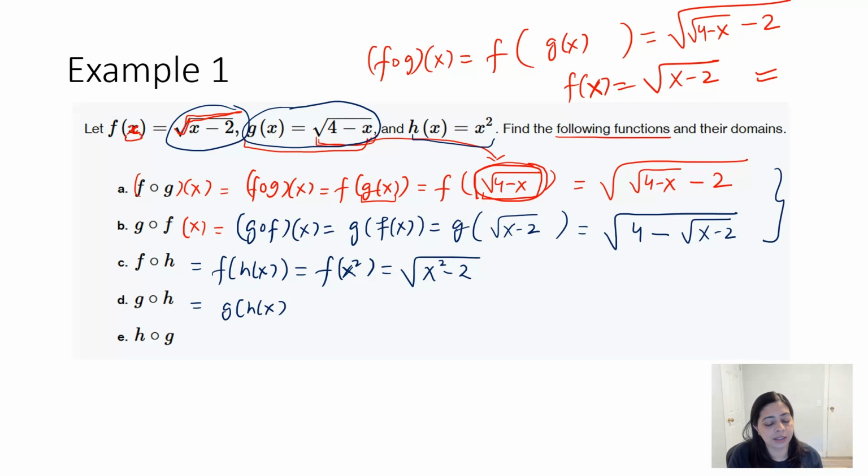G of h(x). So first the definition of h(x), which is x squared. Then the definition of g, which is square root of 4 minus x. Instead of x, we have x squared.